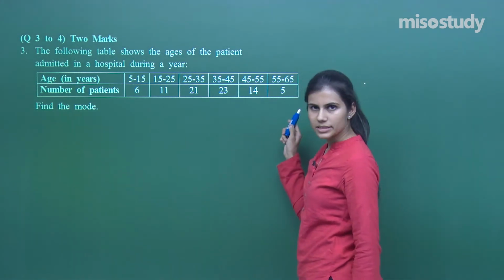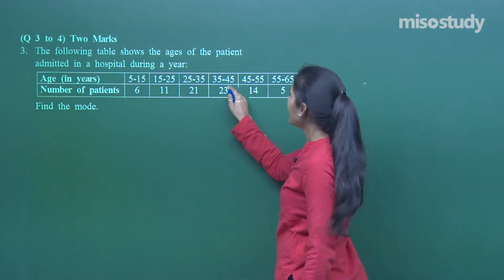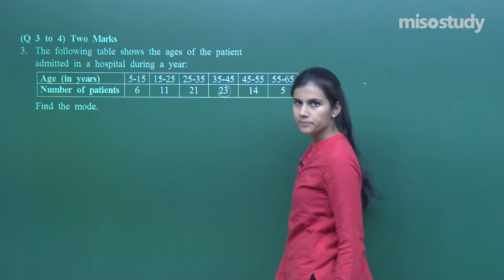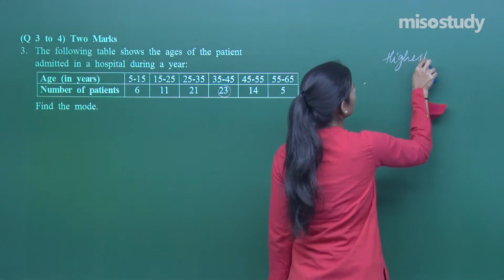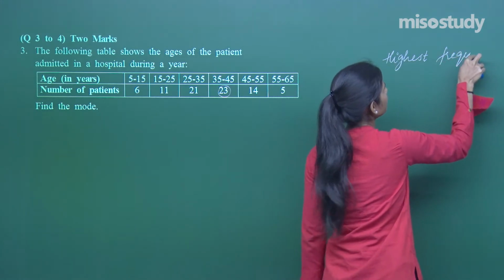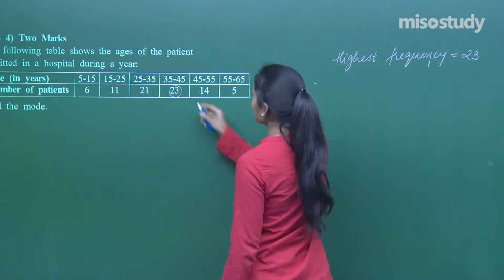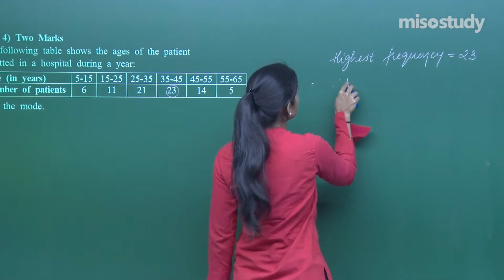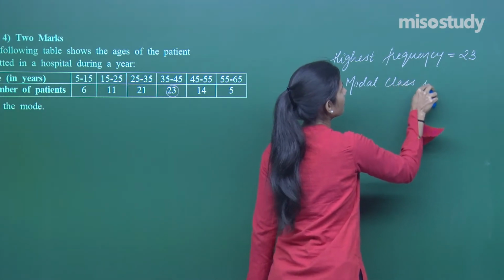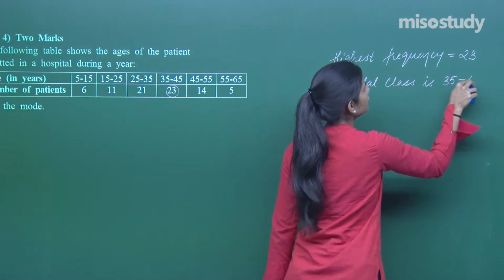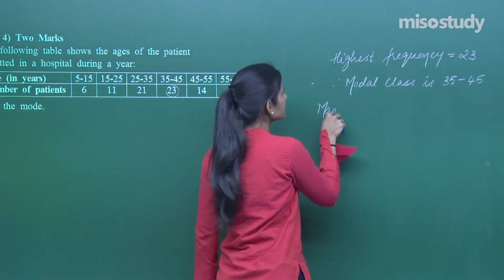These are all the frequencies. What you do, you search out for the highest frequency. The highest frequency out of all is 23 and the corresponding class is 35 to 45. So that class is declared as the modal class. It is 35 to 45, right? Then I know what my mode is.